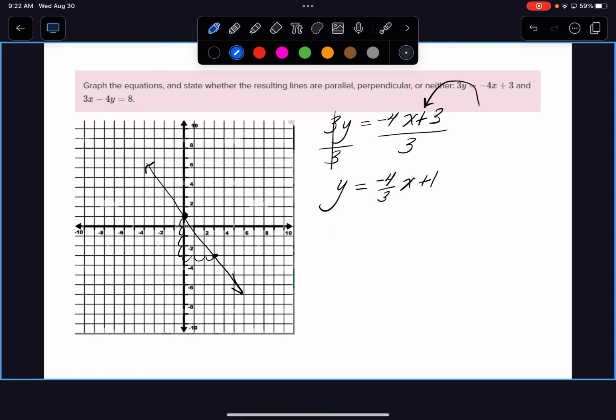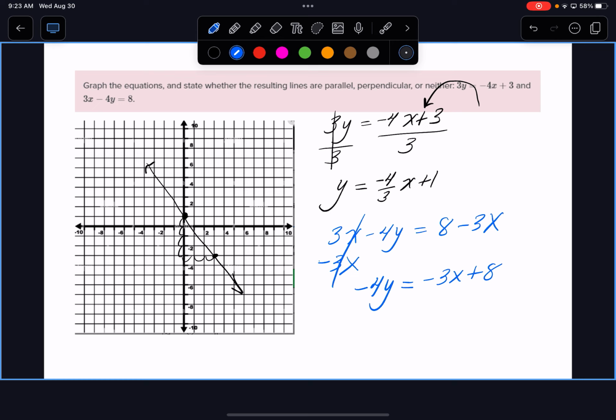The other one started out as 3x minus 4y equals 8. Get it into y equals format. So tell me what to do first. Almost. Try again. Nope. Say it again. Yeah, we subtract 3x. Now look, don't write it in that order. That order is not mx plus b. So we have negative 4y. We know we can reorder this. That's negative 3x plus 8, correct?